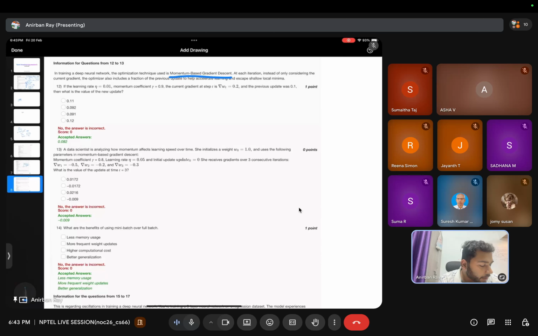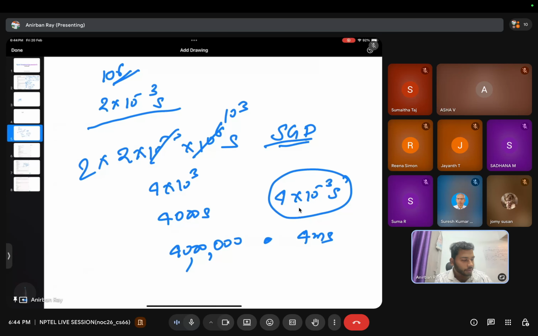If the learning rate is 0.01 and the momentum coefficient is this, the current gradient at step t is this, and the previous update was 0.1, what is the value of the new update? Okay, let me show the equation here.